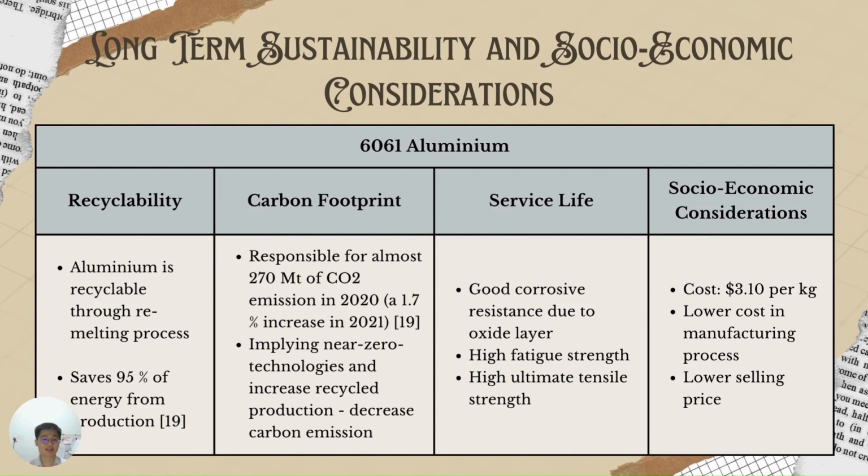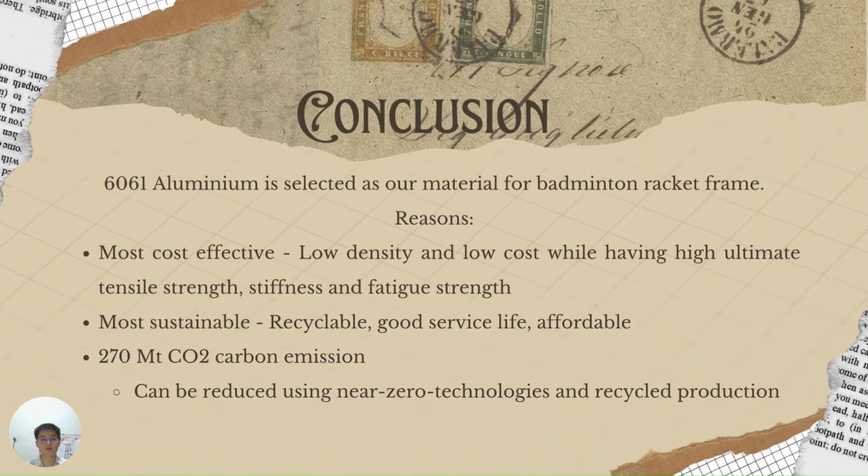And lastly, the 6061 aluminum costs $3.10 per kg, meaning that it will cost less to manufacture the frames, which will lead to more affordable rackets for the community. So, as a conclusion, the 6061 aluminum is selected as our material for the badminton racket frame.